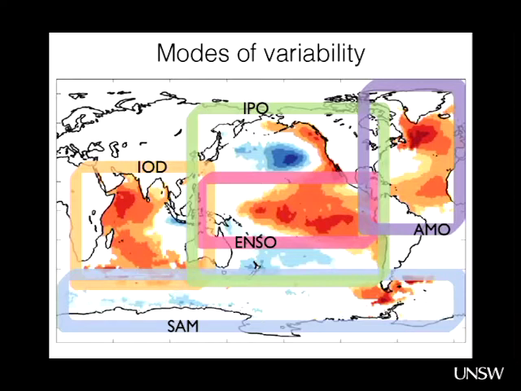So we have the AMO, the Atlantic Multidecadal Oscillation. That's sea surface temperature variability in the North Atlantic. The IOD, related to sea surface temperatures in the Indian Ocean. And the SAM, the Southern Annular Mode, which is related to atmospheric pressure dipole over the Southern Ocean. And we're going to talk about each of those.